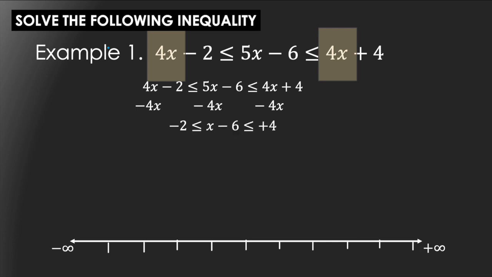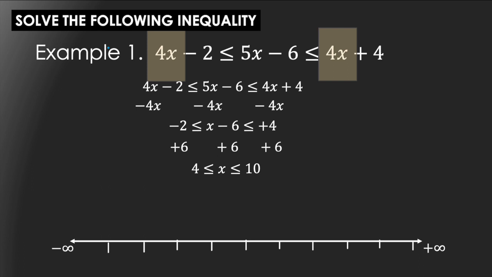So we get negative 2 less than or equal to x minus 6, which is less than or equal to positive 4. So now we have x only in the middle of the inequality. Now to isolate this x, we have to eliminate negative 6. In order to eliminate negative 6, we add positive 6 on every part of this inequality. And we get 4 less than or equal to x less than or equal to 10. So we have already isolated x in this inequality.